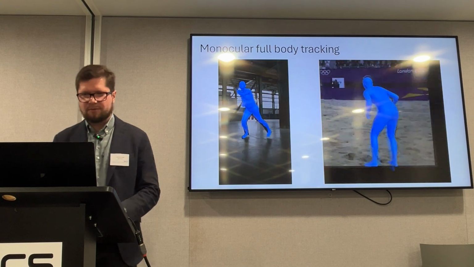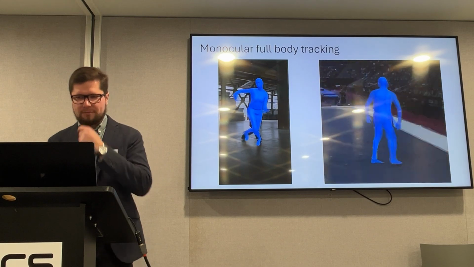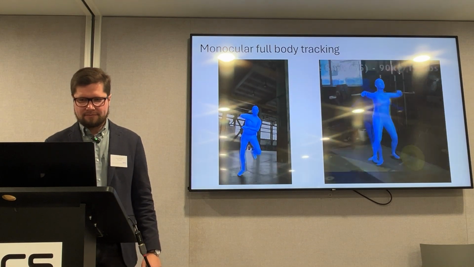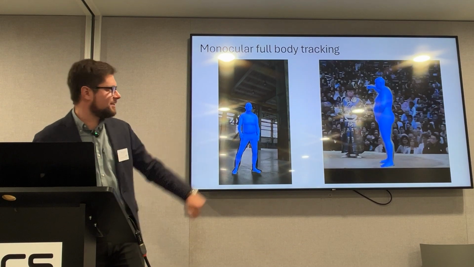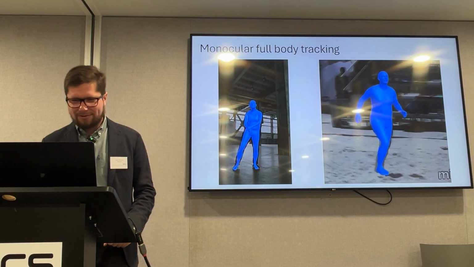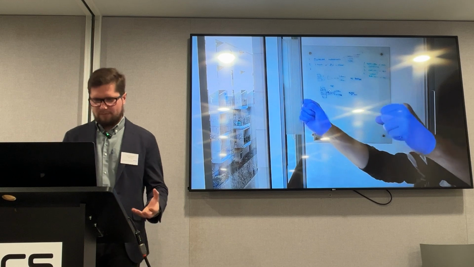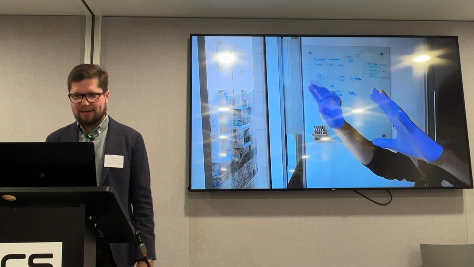Some examples of just shape diversity that we can capture as well. And this is an image data set, that's why it's running so crazy fast through it. We can do hand tracking as well, sort of with multiple hands.